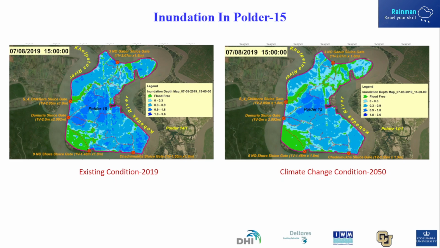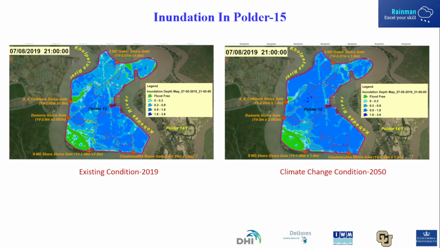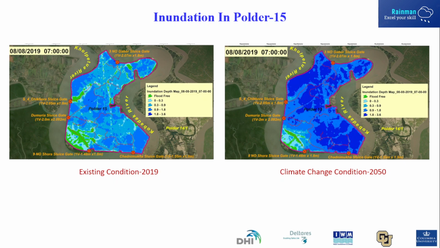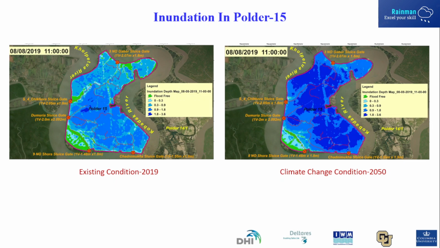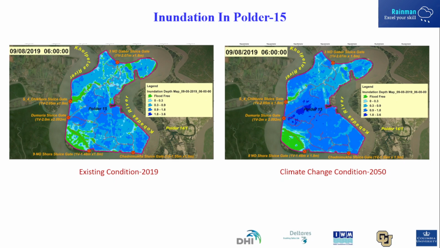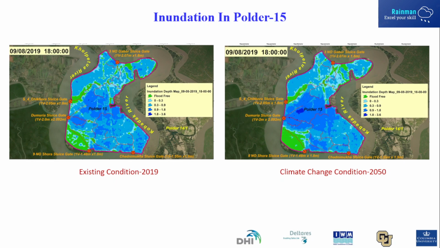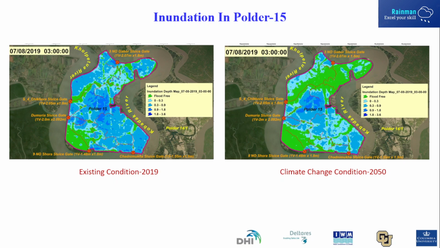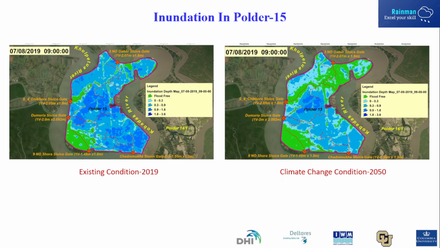This is the inundation map for Polder 15. The existing condition you see on the left side, and the climate change condition for the 2050 projection. So you can see here the climate change condition is always worse than the existing condition. And the flood map is here for different time steps.